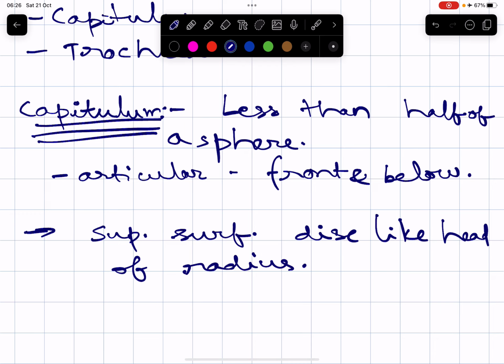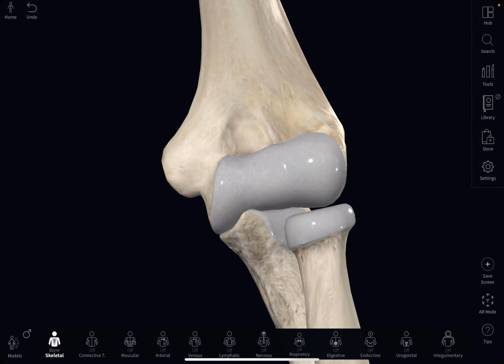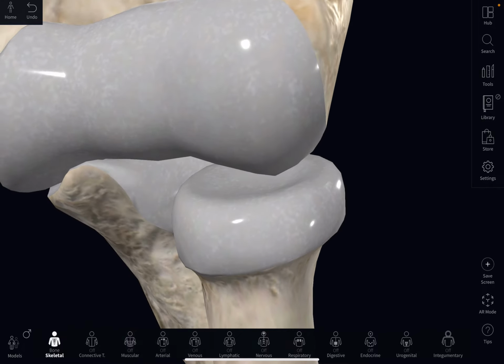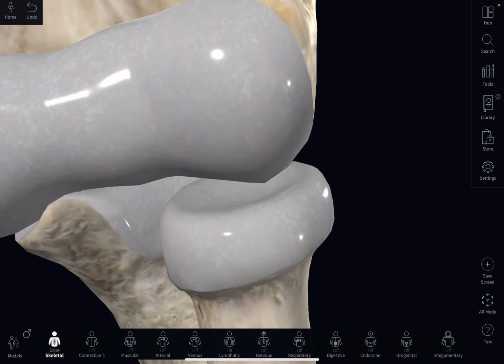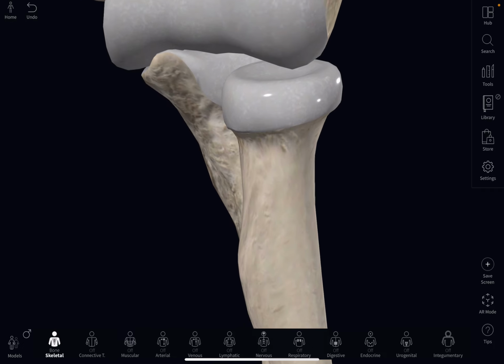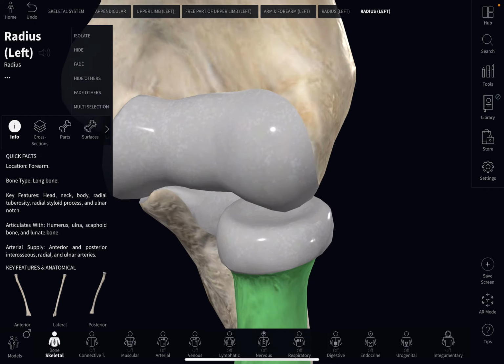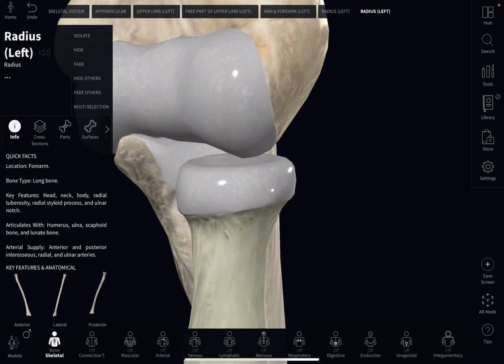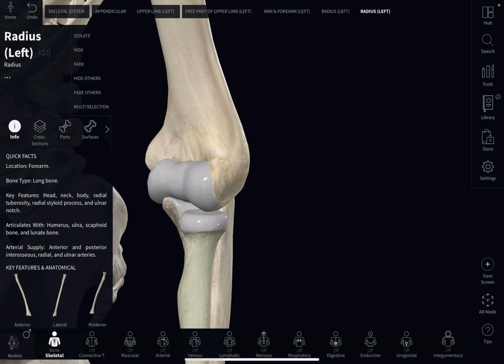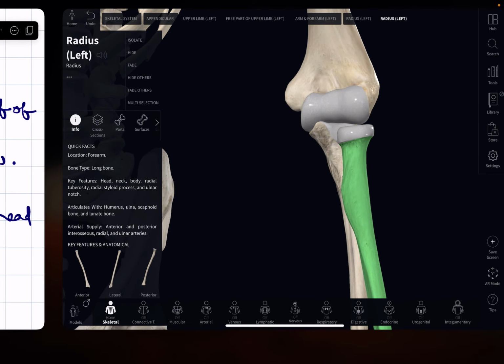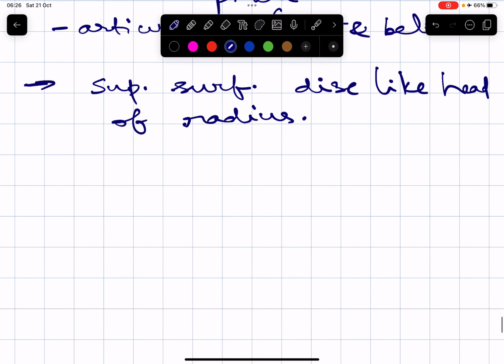I just showed you this. So here is the capitulum that is going to articulate with the superior surface of the disc-shaped head of the radius. This is the radius here. So it is articular anteriorly and inferiorly, but posteriorly the capitulum is not articular. That's about the capitulum. Now coming to the trochlea.